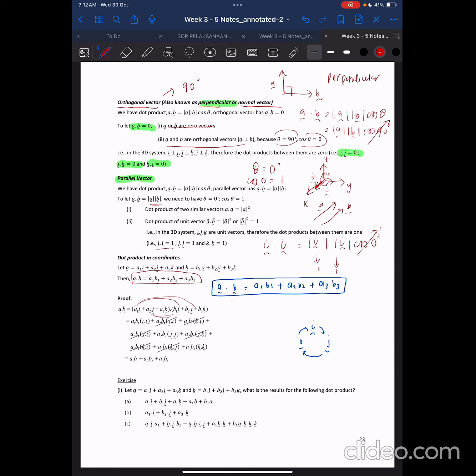So you just multiply like normal. You will get the expansion like this. And we know that if j dot i, k dot i, if a dot product, you will get 0 as what we encounter here.